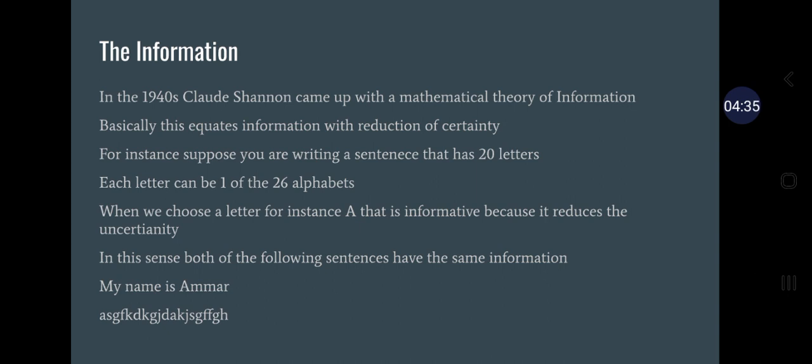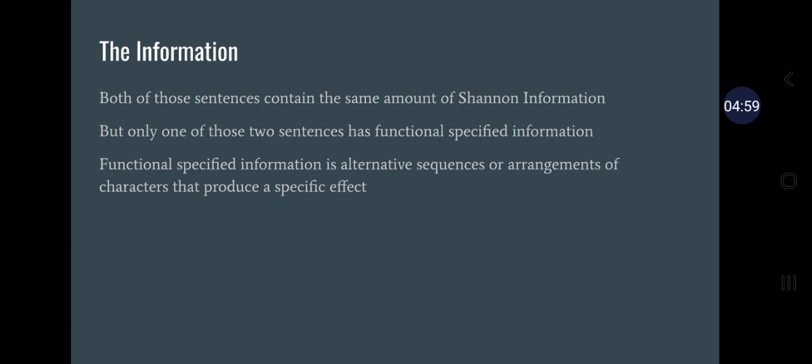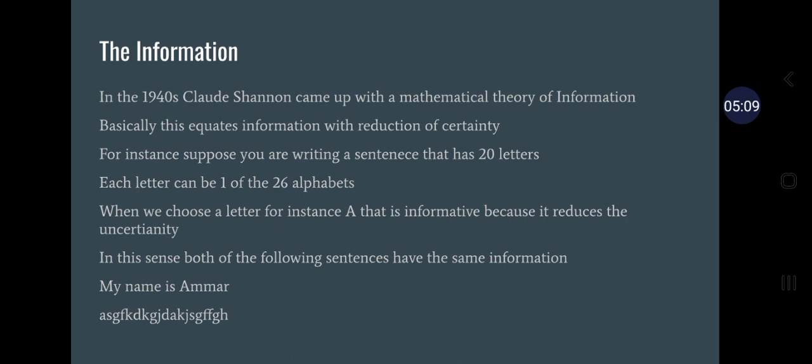In this sense, both of the following sentences have the same information: "My name is Amar," and the sentence next to it, which is basically gibberish. Both of these sentences have equal Shannon information. This is not the type of information present in DNA. This can be gibberish, but this is not the type of information present in DNA. Both of those sentences contain the same amount of Shannon information, but only one of those two sentences has functional specified information.